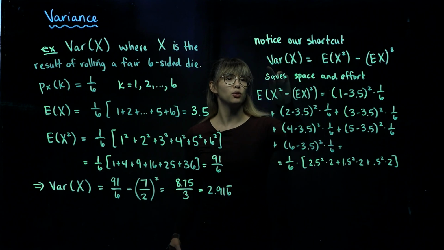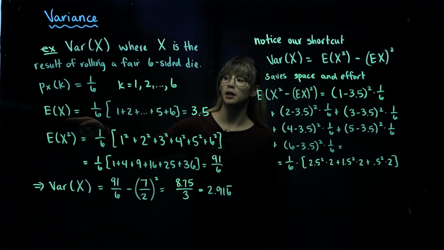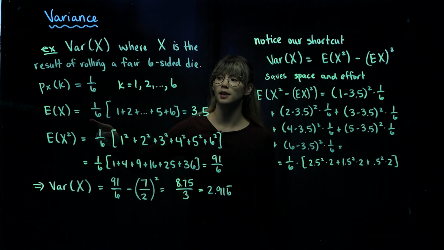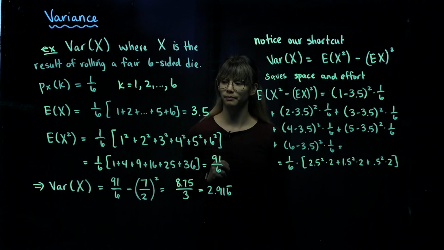Okay, so if we want to calculate variance, we definitely need the expected value of x. So let's calculate that first. The expected value of x is 1/6 times 1 plus 2 plus 3 plus 4 plus 5 plus 6. So in other words, the expected value of x is 3.5.